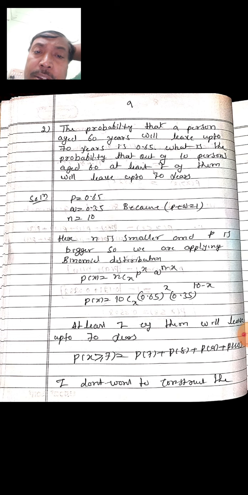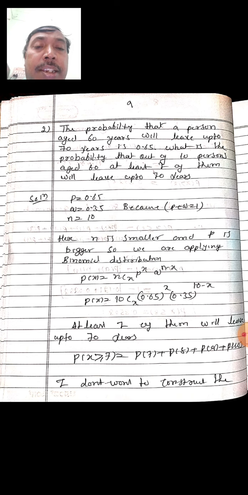Okay, this is the way of finding the probability using the binomial distribution. Next, one more problem is given. The probability that a person aged 60 years will live up to 70 years is 0.65. What is the probability that out of 10 persons aged 60, at least 7 of them will live up to 70 years? Here the problem is telling the probability that a person aged 60 years.